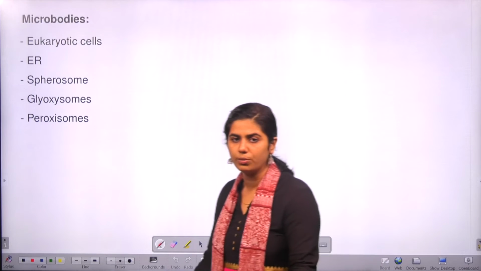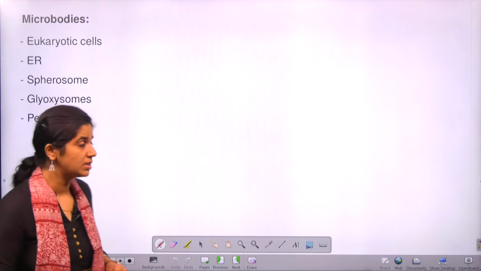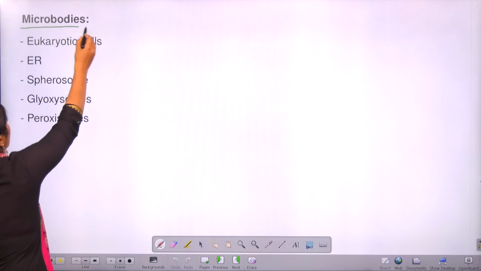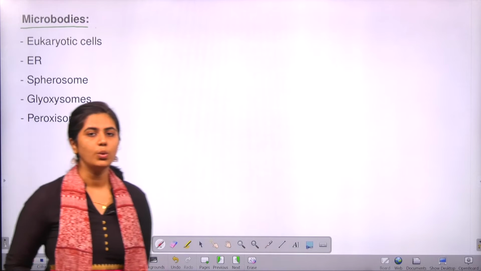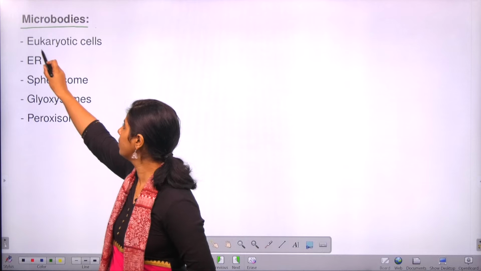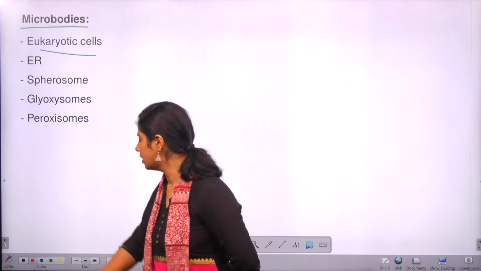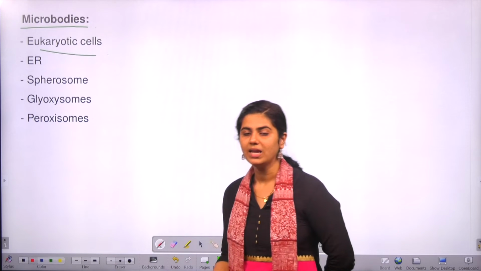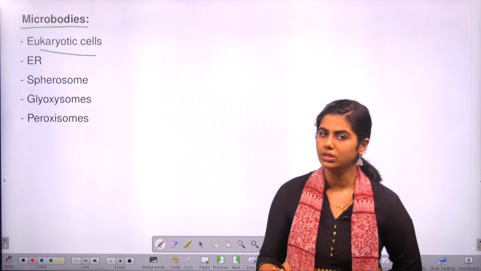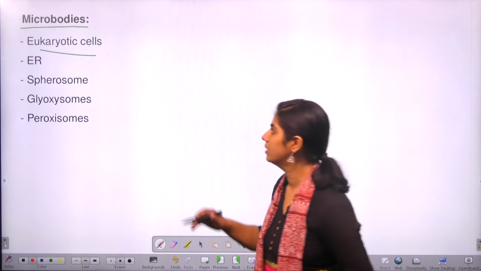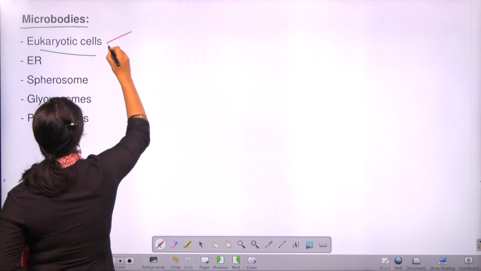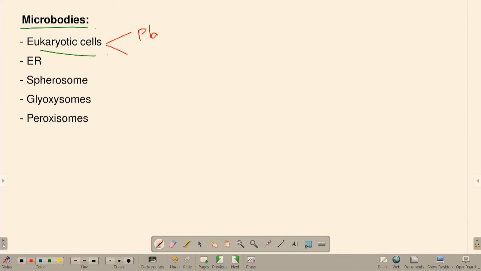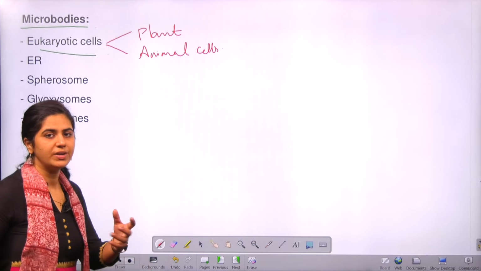Now the other option was about microbodies. So what is a microbody, or what does microbody mean? Microbodies are small organelle-like structures which are found in eukaryotic cells. So if we say eukaryotic cell, it's true that it's present in both plant and animal cells, right?